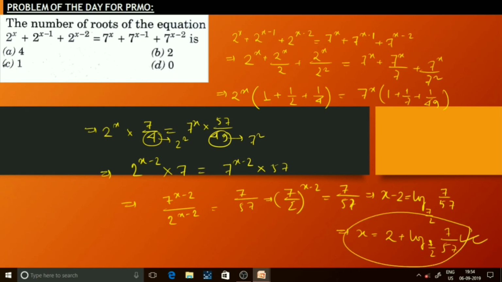So here we can see the number of roots would be 1. So C is the answer.